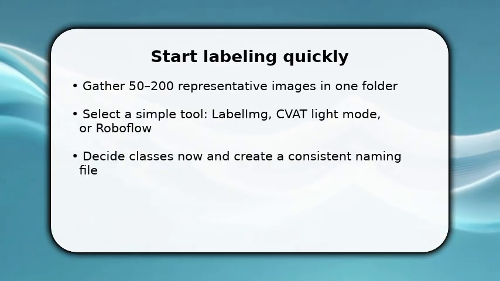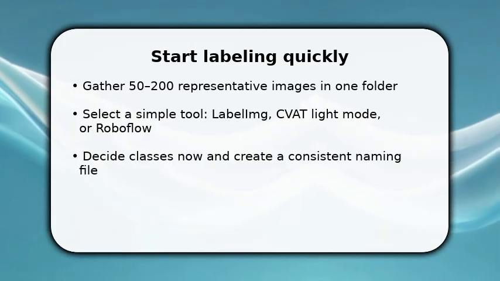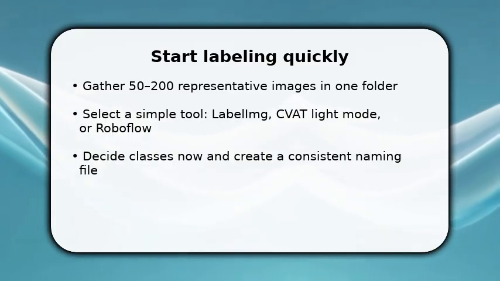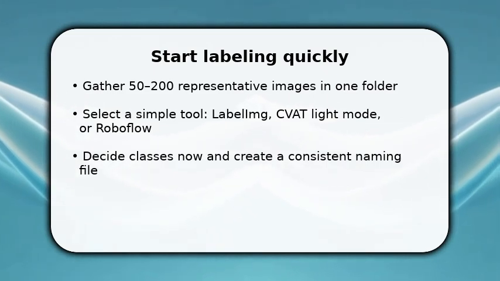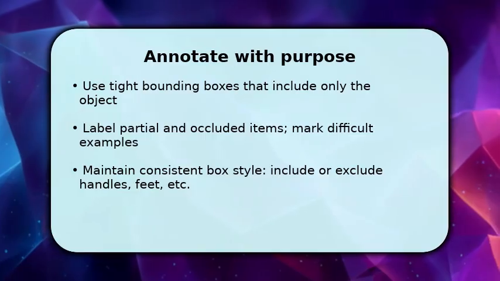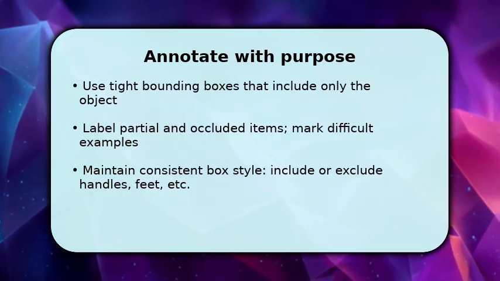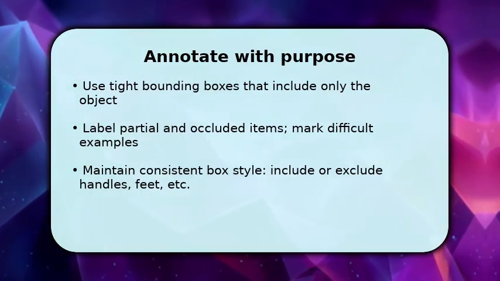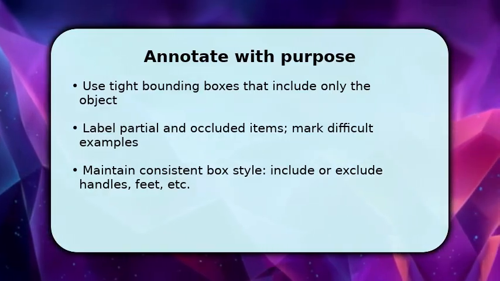You want to label demonstrative examples first, examples that show occlusion, scale, and orientation, because they teach your model the important variations. You should draw tight boxes around each object so the model learns precise localization. Loose boxes confuse it. While annotating, mark occluded and truncated instances with the same class so the model sees real-world conditions.